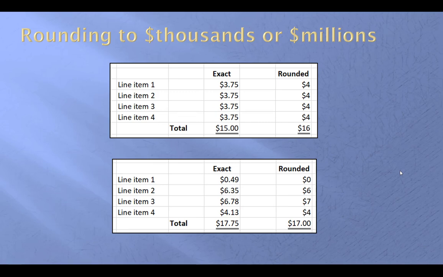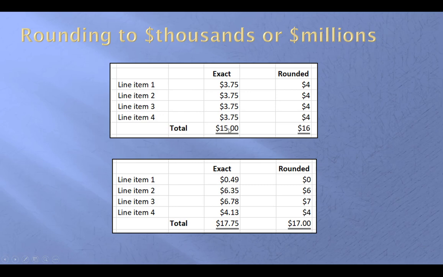Now, companies round, and it simply says something like rounding to the nearest thousand or rounding to the nearest million. But is there any little bit of science underneath this? Let's have a look. Let's say I have 4 line items, $3.75 each. If I report this exactly, it adds up to 15.